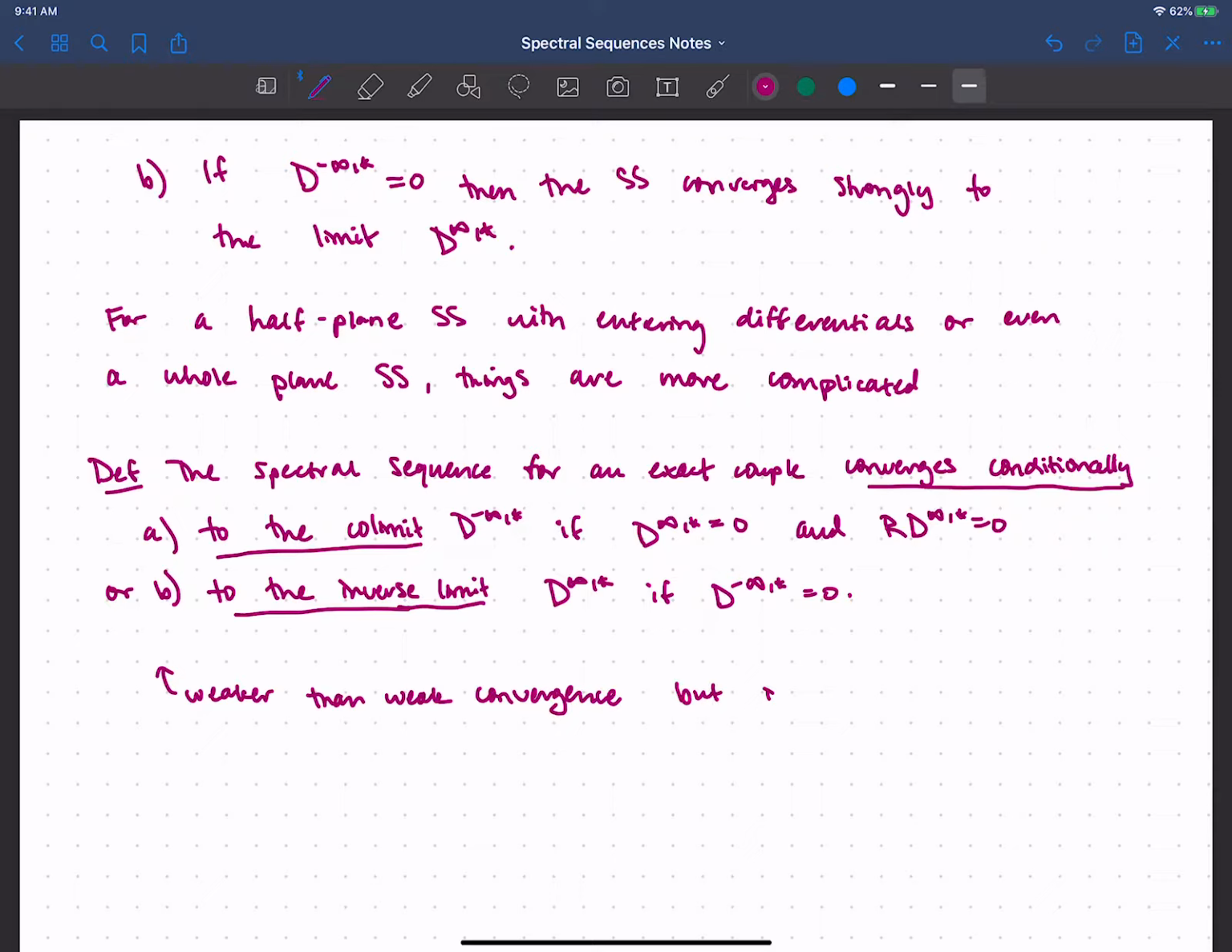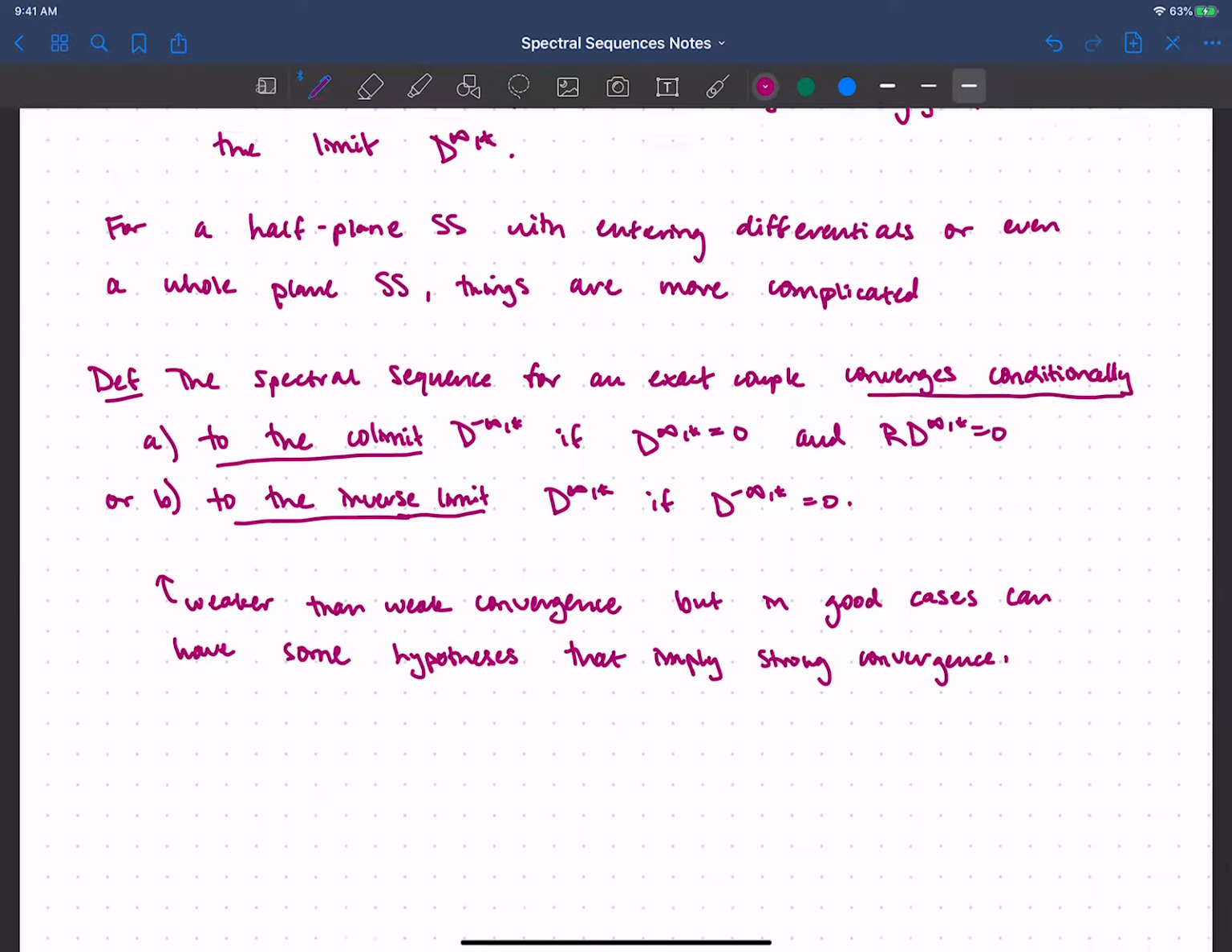Okay, but in good cases, a lot of the time, you have more information. So maybe let me say in good cases, you can have some hypotheses that imply strong convergence from conditional convergence. So it's not always true, and that's why it's weaker than weak convergence. It's not even always true that it implies weak convergence, but in good cases, there's vanishing of something, or you compute some term and you see, okay, yes, then we do have strong convergence. Okay, so this is a useful idea, and let's even make that precise.